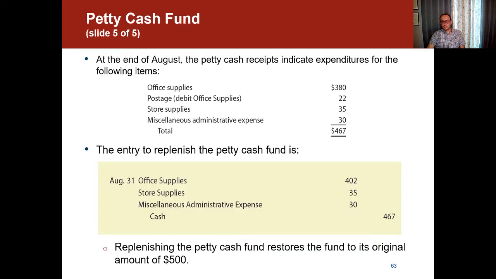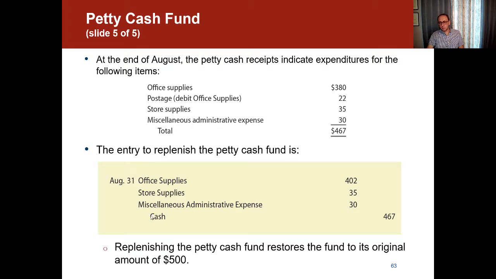At the end of August, the petty cash receipts indicate expenditures for the following items. We have office supplies for $380, postage $22, store supplies $35, and miscellaneous administrative expenses of $30, for a total of $467. The entry to replenish the petty cash fund would be as follows.